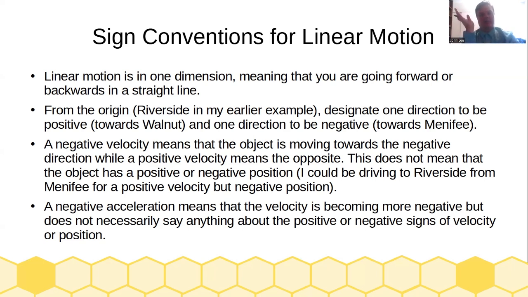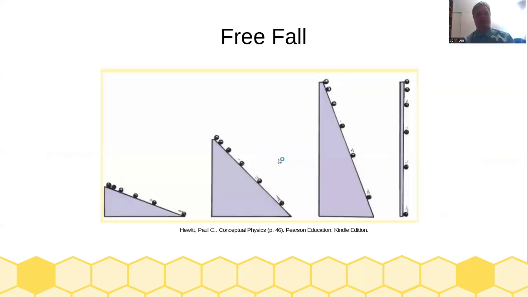This does not mean that the object has a positive or negative position. For example, I could be driving north to Riverside from Menifee for a positive velocity, but I would still be south of my origin, which is Riverside, which means I would have a negative position. And then a negative acceleration means that velocity is becoming more negative, but does not necessarily say anything about positive or negative signs of velocity or position.